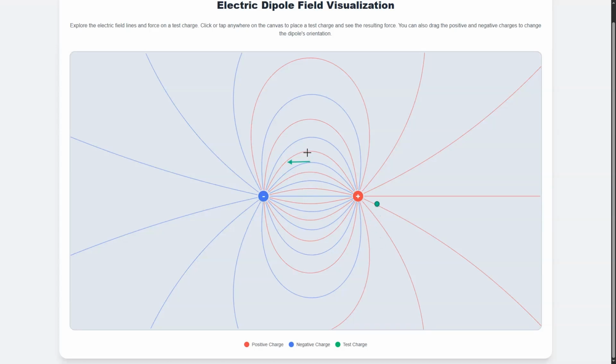This configuration creates a force field that reaches out into the surrounding space, influencing every other charge that enters its domain. When we look closely at the mathematical personality of this field, we discover a rare and beautiful symmetry. It is both perfectly balanced and directionally consistent.